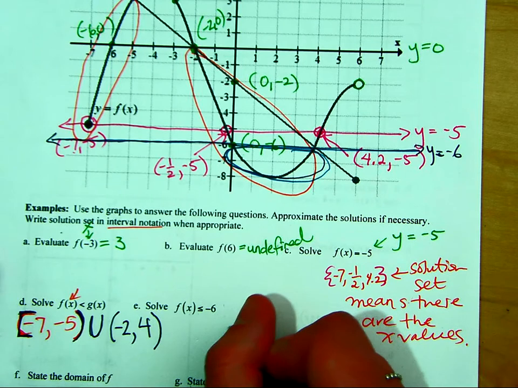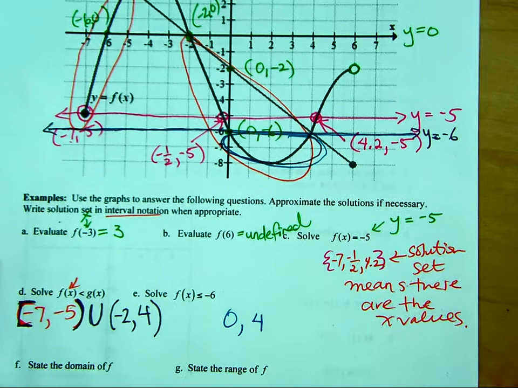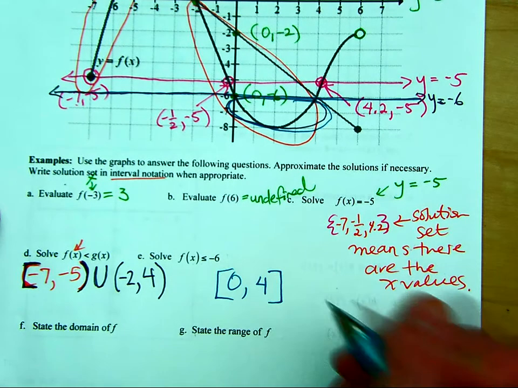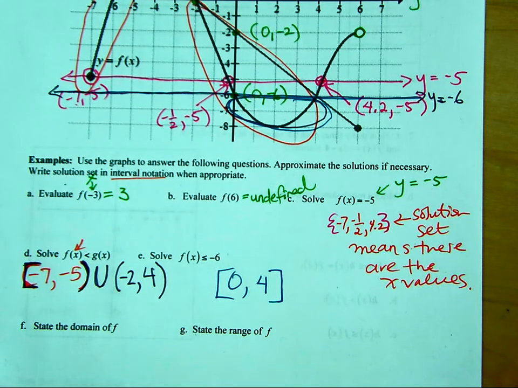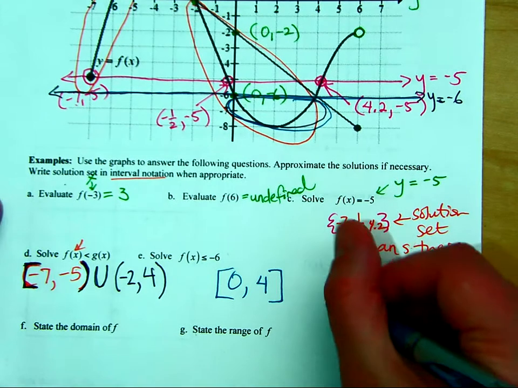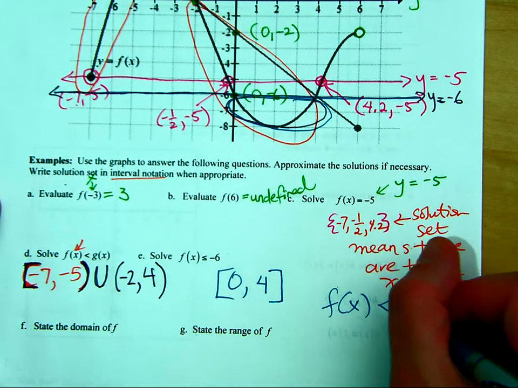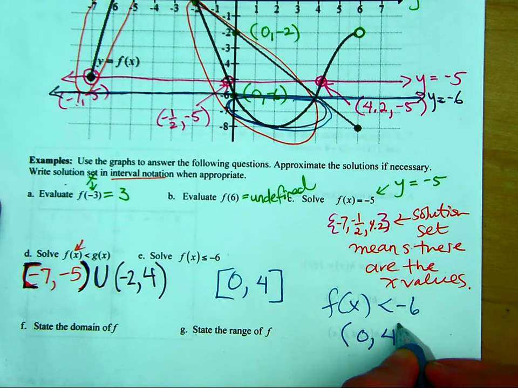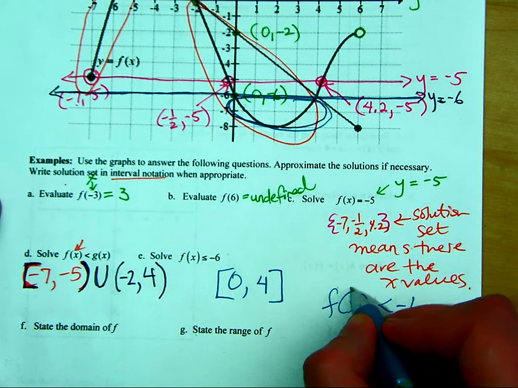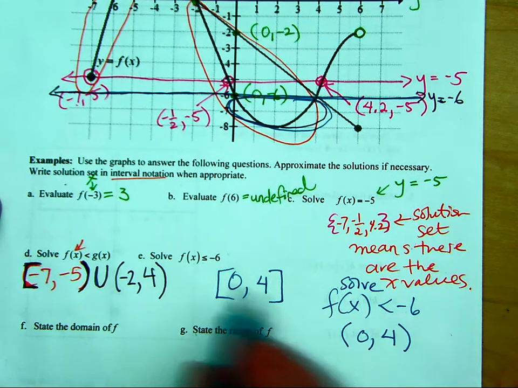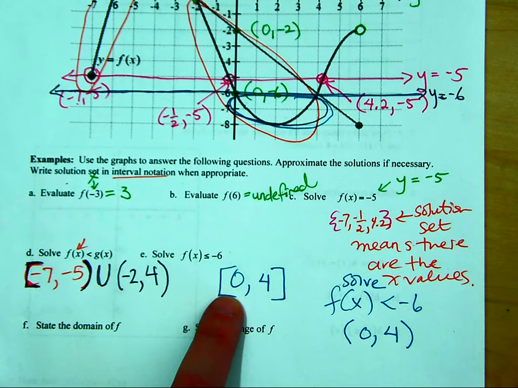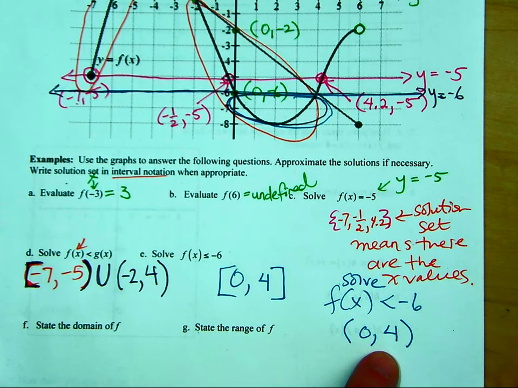So it's going to be, and okay, 0 to 4. What should I put, parentheses or brackets? Brackets on both. Why brackets on both? Because of the or equal to. If it had said f of x is less than negative 6, how would that change the interval? That would be the parentheses, right? That's solve. Okay, so this is two different questions, and it's based on that inequality. One where it's less than or equal to, one where it's just less than. You see the difference? Okay?